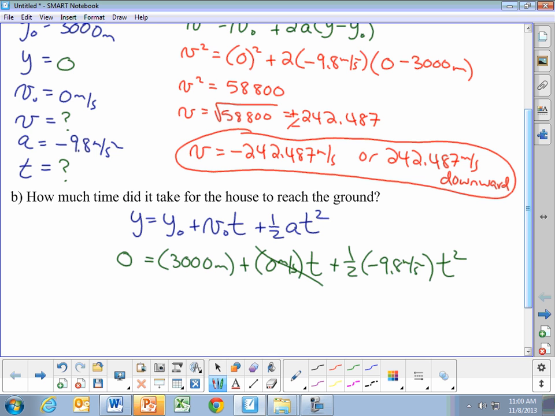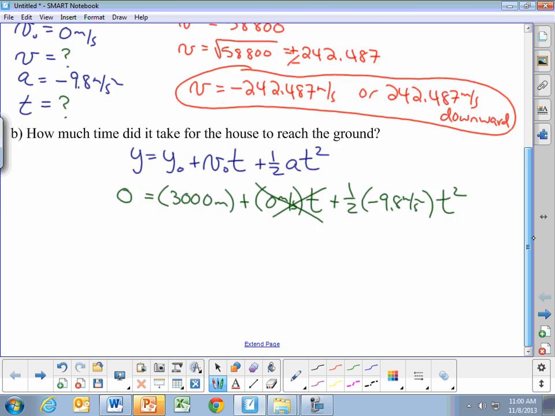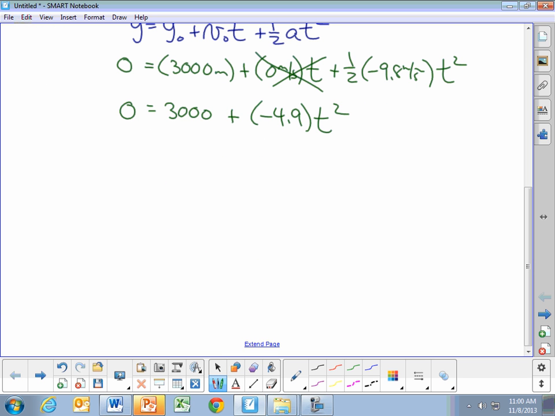Again, 0 times t is still 0. 0 times anything is 0. And so we have 0 equals 3,000 plus negative 4.9 times t squared. So I'm leaving off the units for this just for simplicity. And so to solve this for t, we have to take the 4.9 t squared over to the other side. So 4.9 t squared equals 3,000.